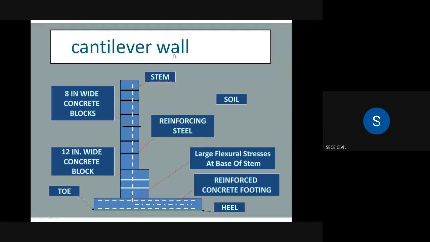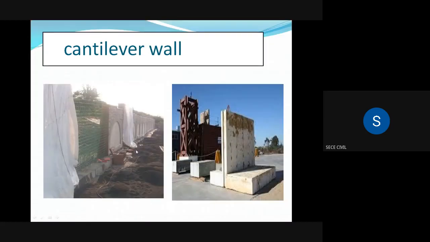This is also a cantilever retaining wall only. Stem portion with the reinforcement. This is the reinforcement, and we are having a large flexural stress at the base of the stem, for supportive purpose against overturning. This one is the heel and this one is the toe portion. These are some of the images of cantilever retaining wall.